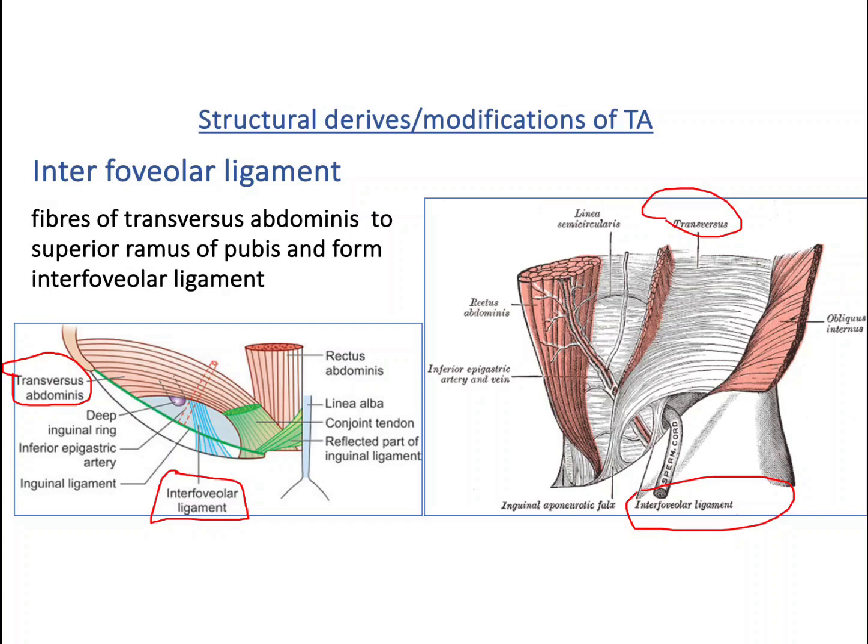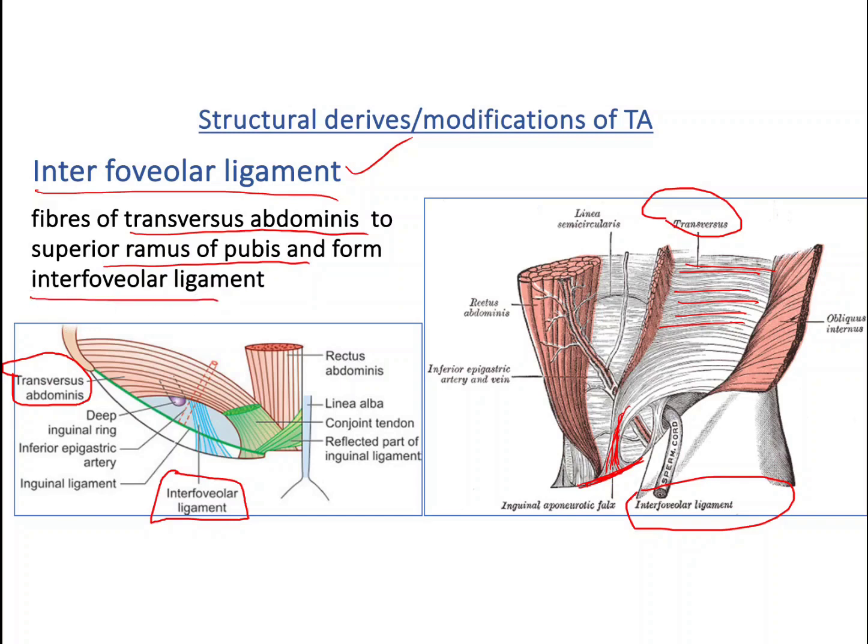Now the structural derivatives of transverse abdominis. First one is the interfoveolar ligament. What is the interfoveolar ligament? You can see the transverse abdominis muscle. From the lower margin of the transverse abdominis, some of the fibers run downwards and are inserted to the superior ramus of the pubis. These extended fibers, from transverse abdominis to the superior ramus of the pubis, are known as the interfoveolar ligament.